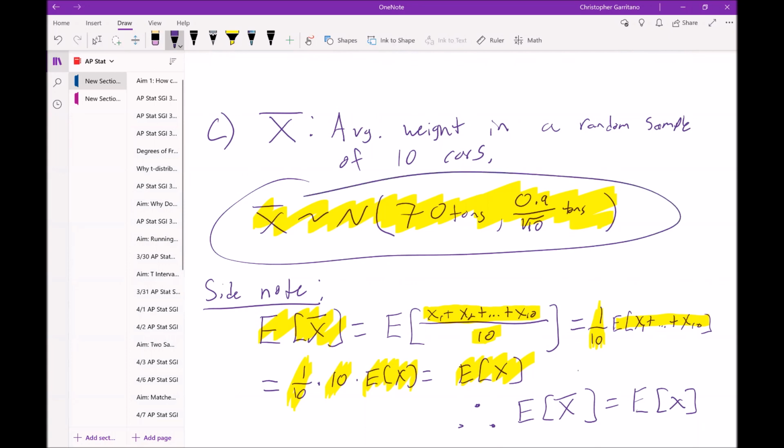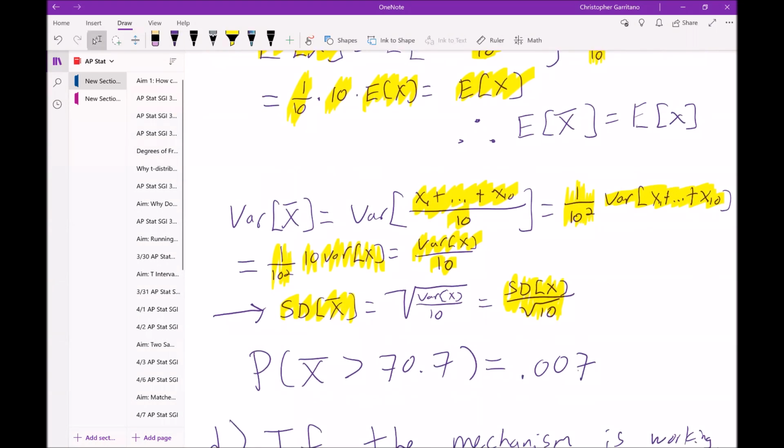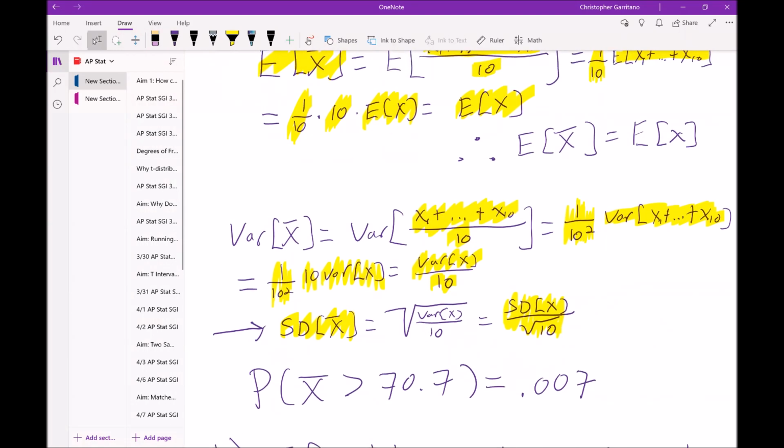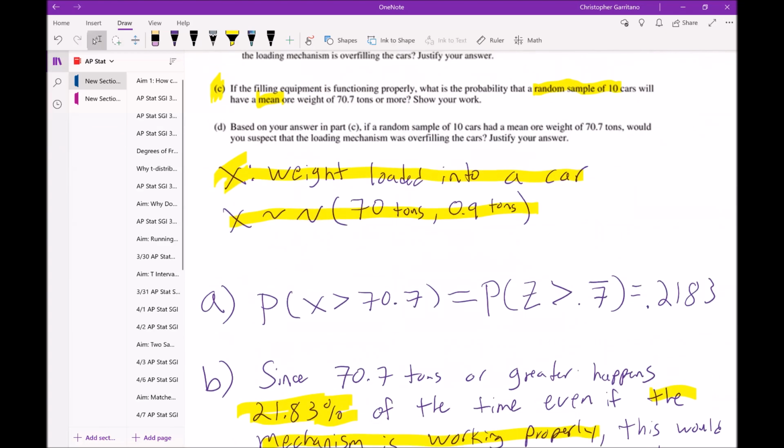And now we're going to use this once we have the distribution. It's very easy to calculate a probability. So the statement is, what is the probability that x bar is greater than 70.7? And of course, in this case, we get 0.007. So this is kind of interesting. When we are just observing one car at a time, if that one particular car has an ore weight of 70.7 tons or greater, this doesn't seem like too rare a situation. That happens about 1 in every 5 cars.